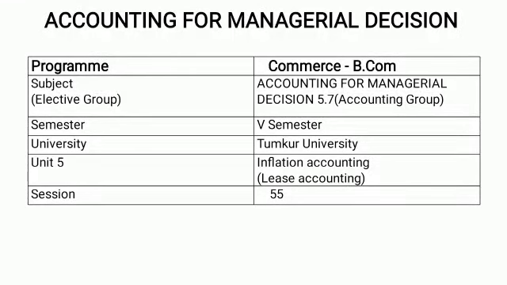Dear students, this lecture is for 5th Sem BCom. The subject is Accounting for Managerial Decision. Today's topic is Inflation Accounting and the subtopic is Lease Accounting. Unit 5, Session 55.